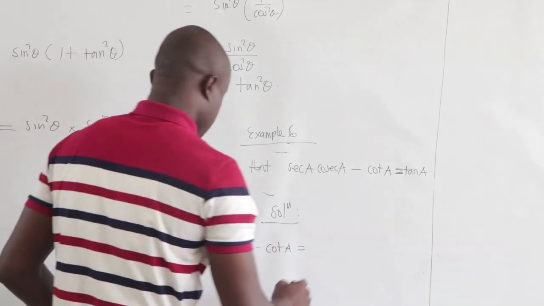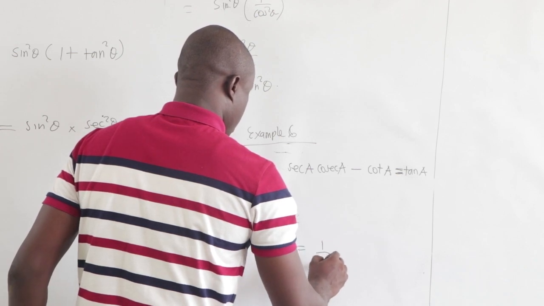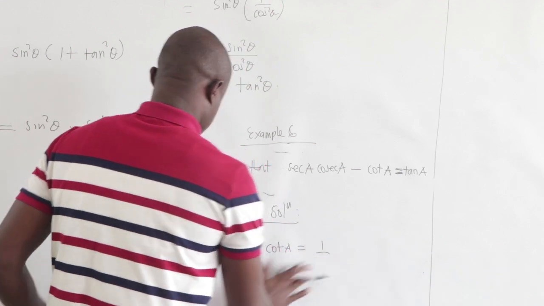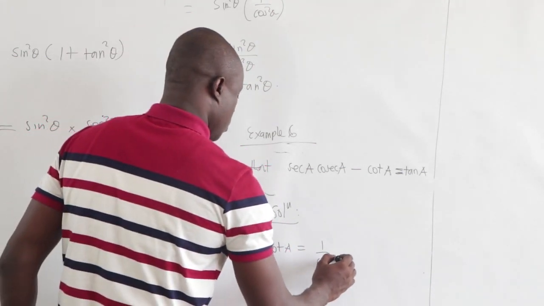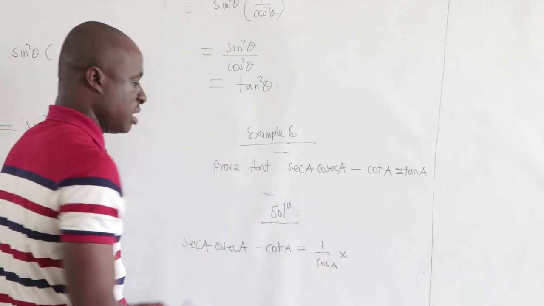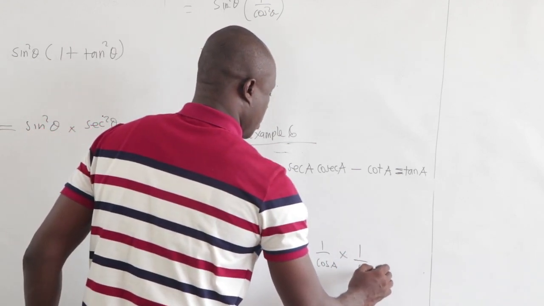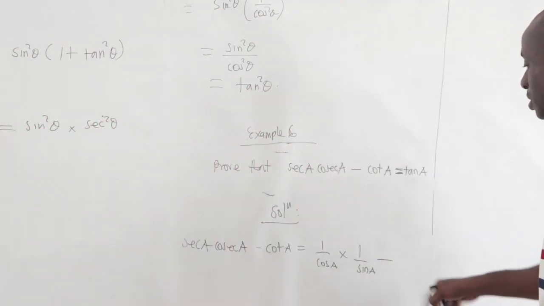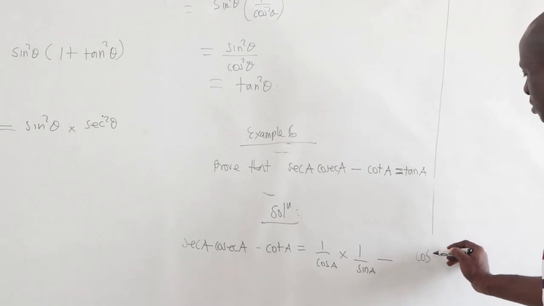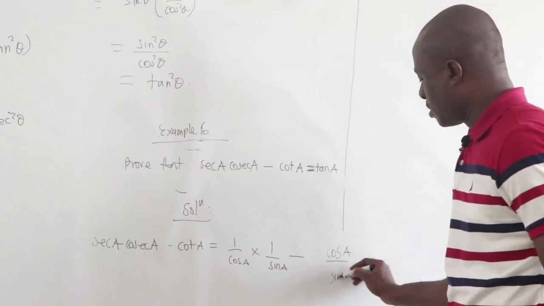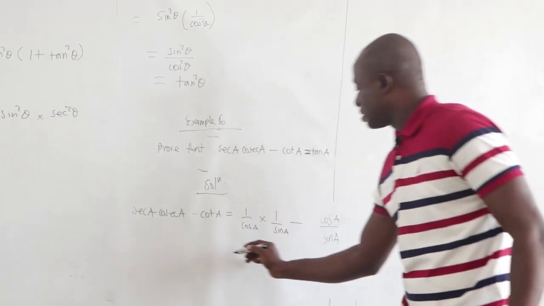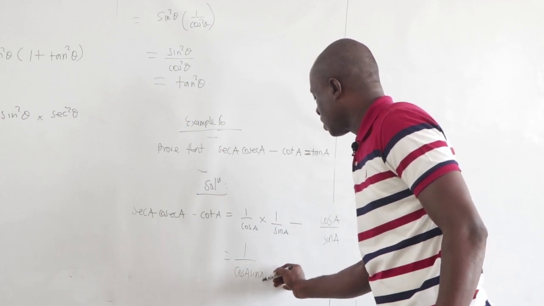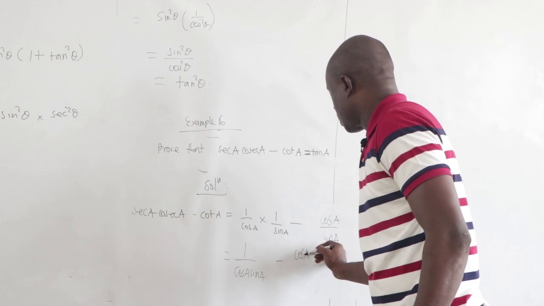Now sec A is 1 over cos A. And then cosec A is 1 over sine A. Minus, now what is cot A? Cot A is the same as cos A over sine A. Now this is the same as 1 over cos A plus 1 over sine A minus cos A over sine A.